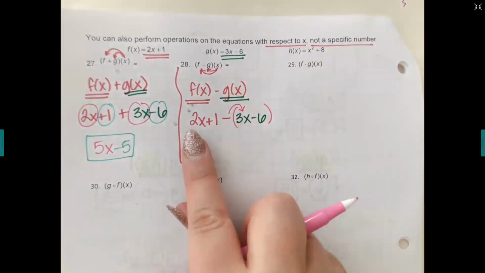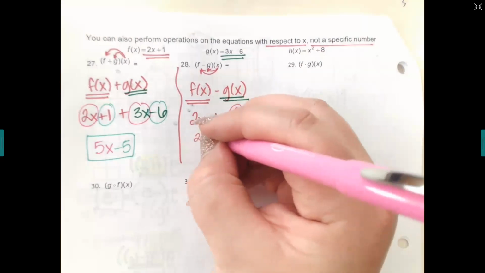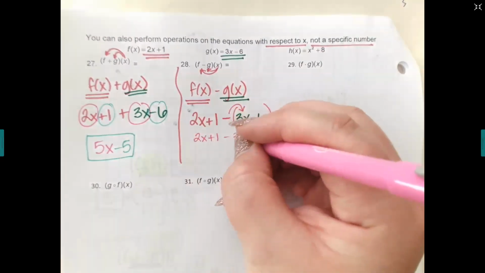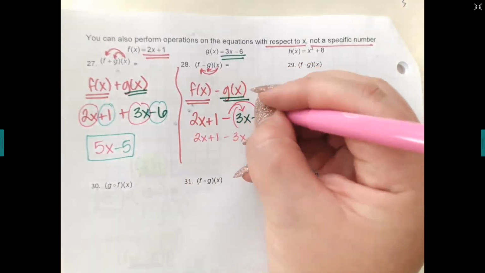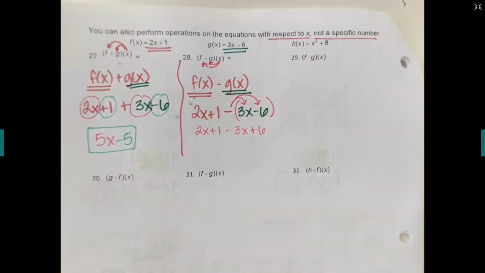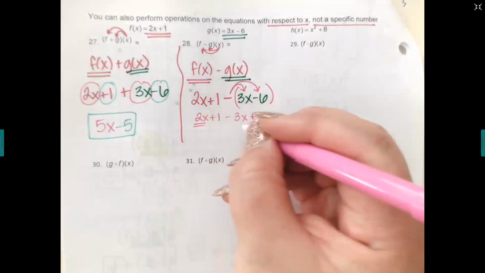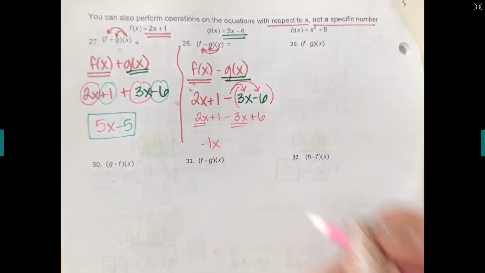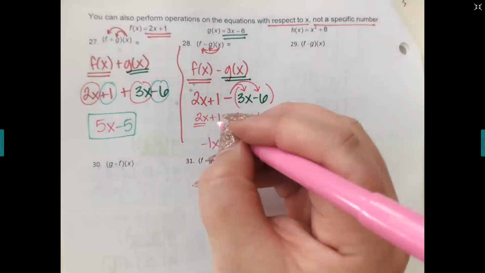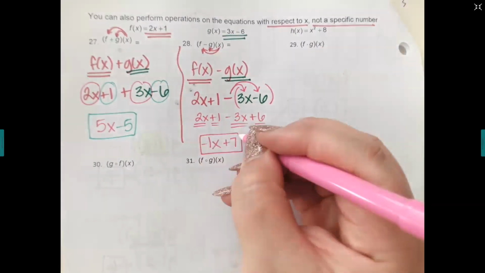So really, this is 2x plus 1 minus 3x, and then minus negative 6 is going to switch that to a plus 6. Then we're looking for which of those can go together. 2x minus 3x is a negative 1x. And then plus 1 and plus 6 would be plus 7. Okay.